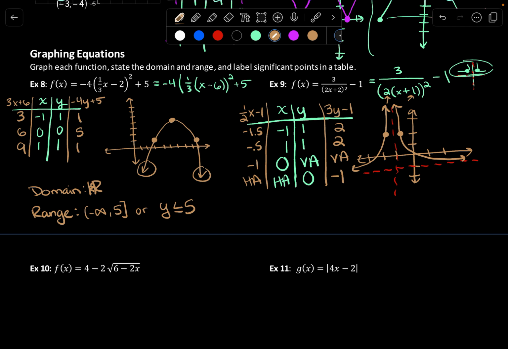So for this one, the domain is all real numbers except x cannot equal -1 because of that vertical asymptote. And then our range is going to start at -1, but it's not inclusive because of the vertical asymptote, to infinity. Or you could say that y is greater than -1.